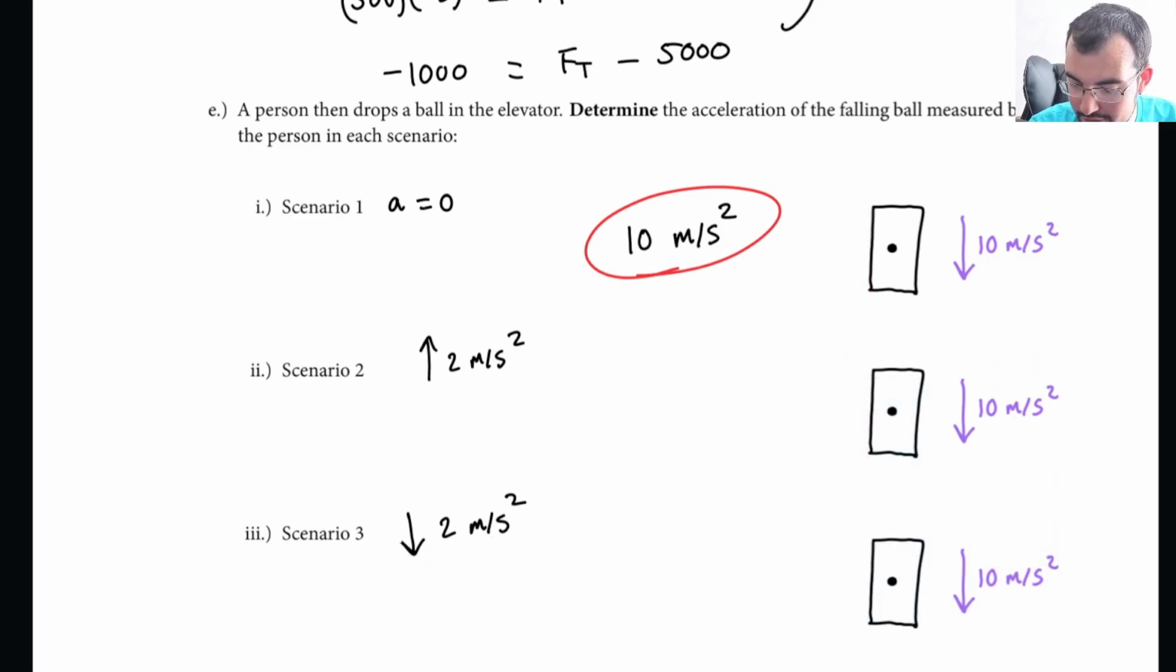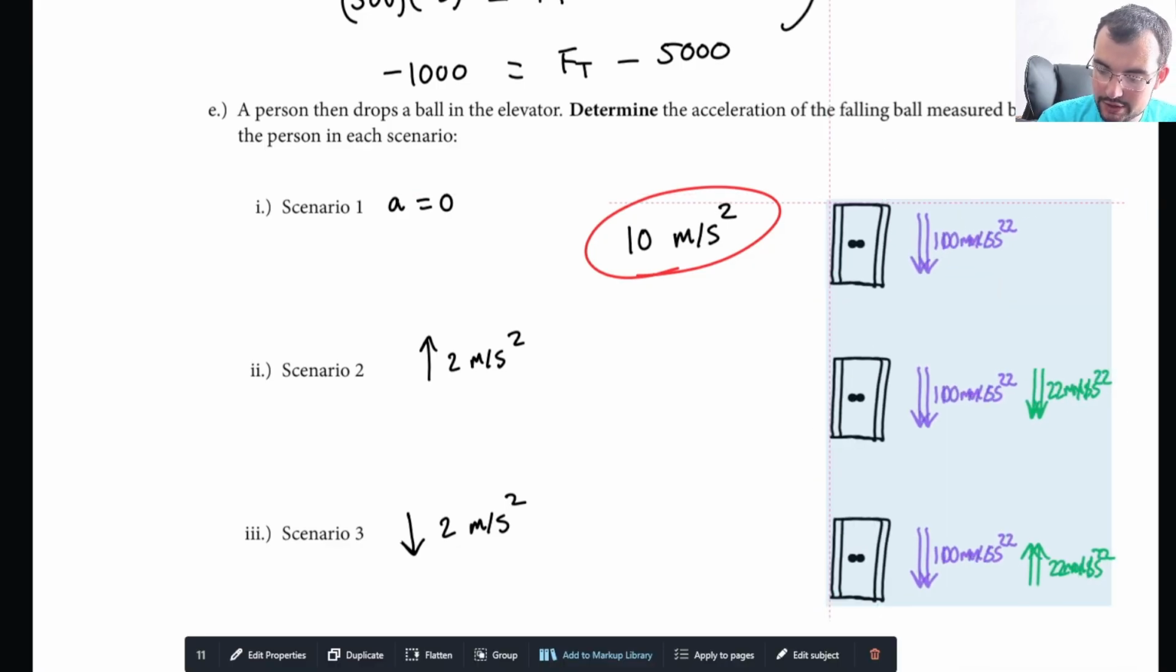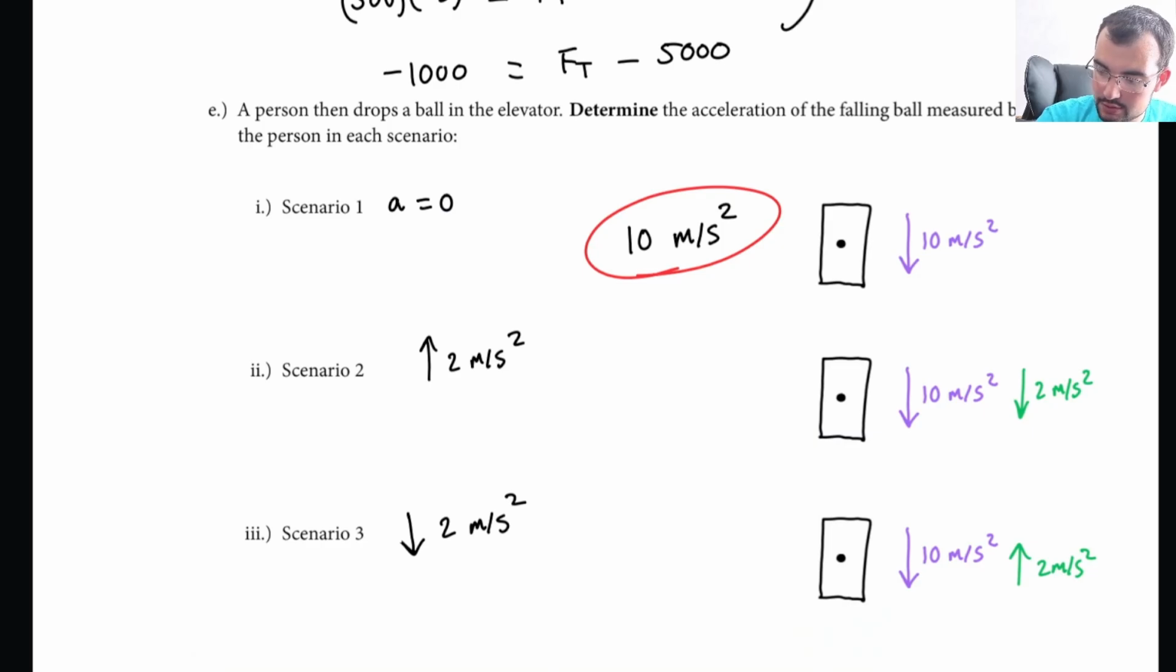So remember, as with the velocity rule, the observer will measure sort of the opposite. So we have that reverse boost. So if the frame is accelerating up, that means that our fake field would be 2 meters per second squared down. And by symmetry, it would be 2 meters per second squared up in scenario 3. So this would be our collection of real and fake gravitational fields. This would be the real field, and our green one would be the fictitious or observed field.